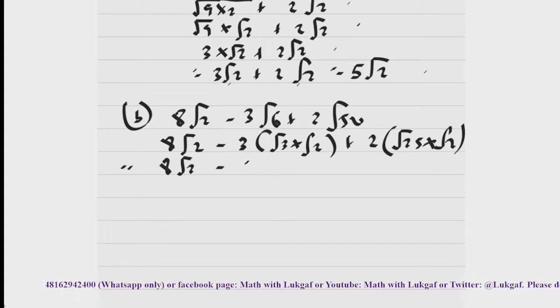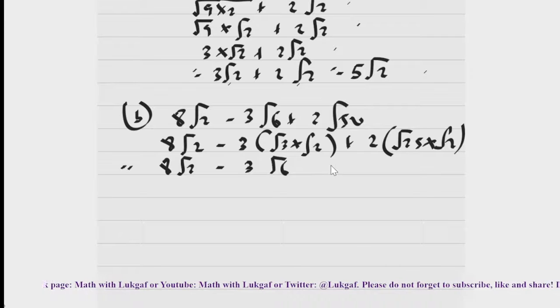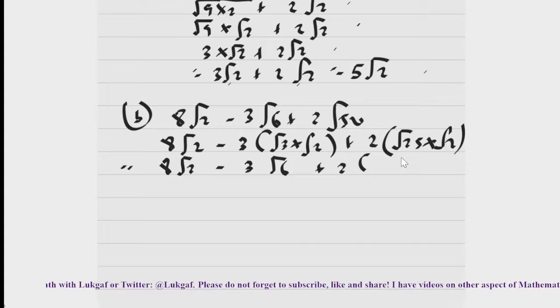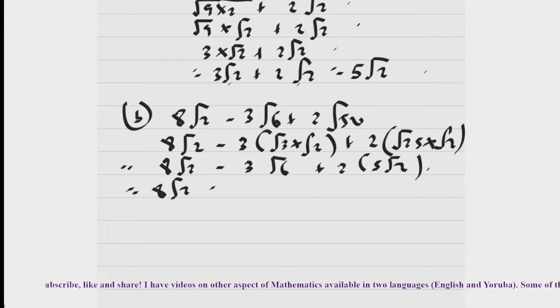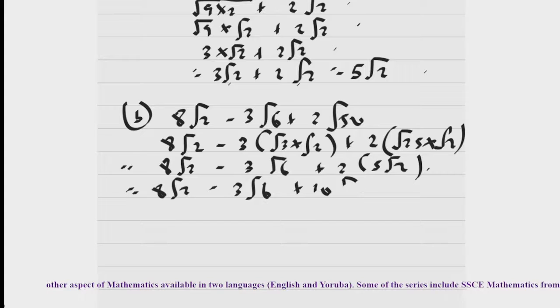Minus 3 root 6. You can leave it like that at the moment. Then plus 2 root 25 is 5 times root 2. That is root 2. So then you are going to have 8 root 2 minus 3 root 6 plus 10 root 2. You understand now?